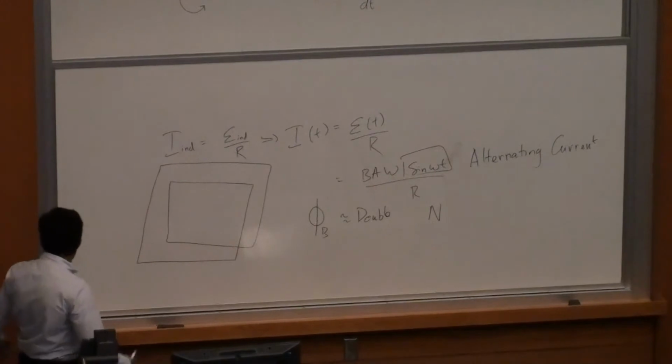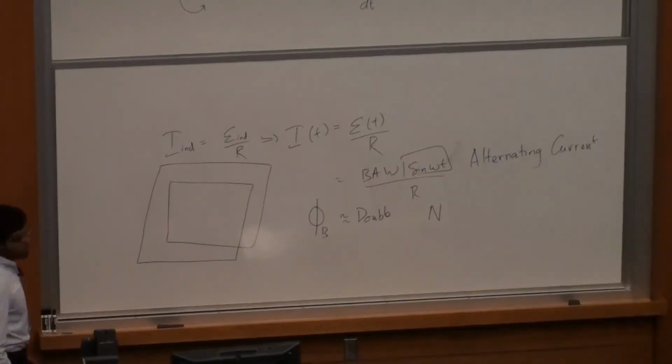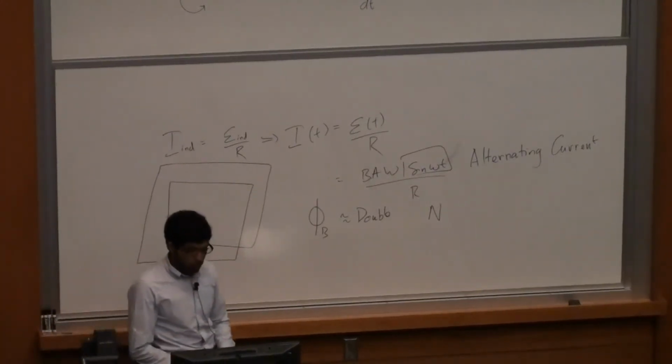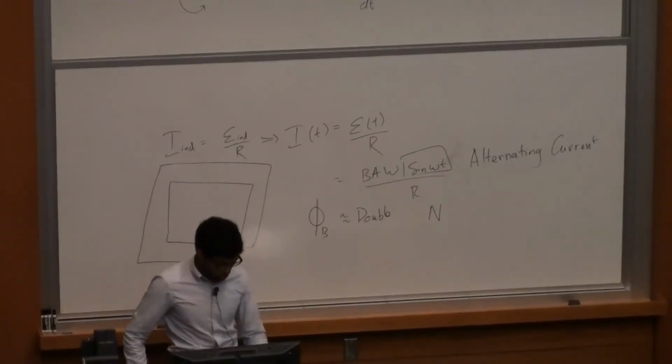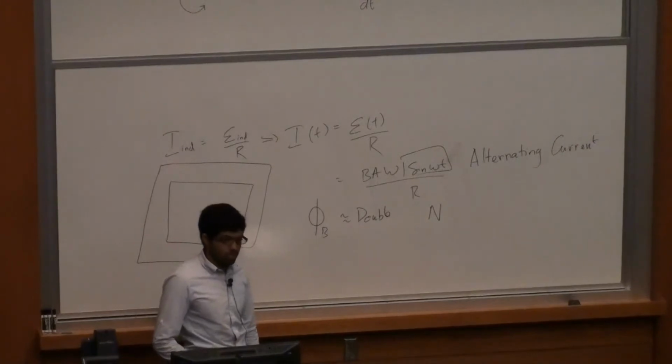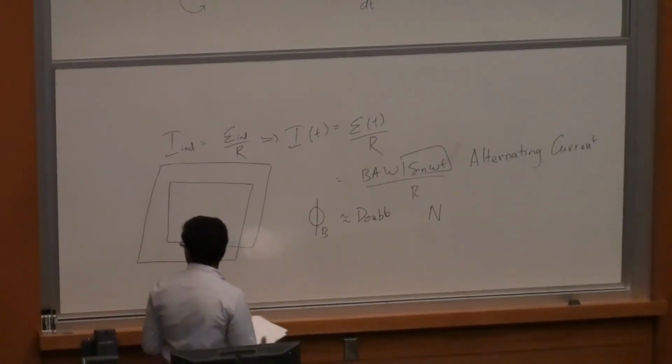Or put some numbers to this. Earth has a magnetic field. What did we say the magnetic field was for the Earth? About half a Gauss, right? So that's about 5 times 10 to the negative 5 Tesla, right?